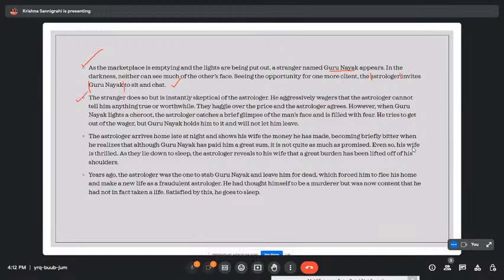The stranger does so, but is instantly skeptical of the astrologer. He aggressively wagers that the astrologer cannot tell him anything true or worthwhile. They haggle over the price and the astrologer agrees. However, when Guru Nayak lights a cheroot, the astrologer catches a brief glimpse of the man's face and is filled with fear.